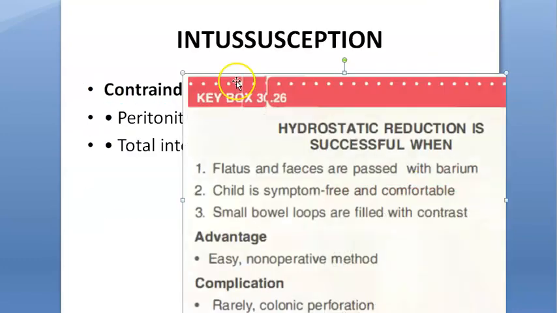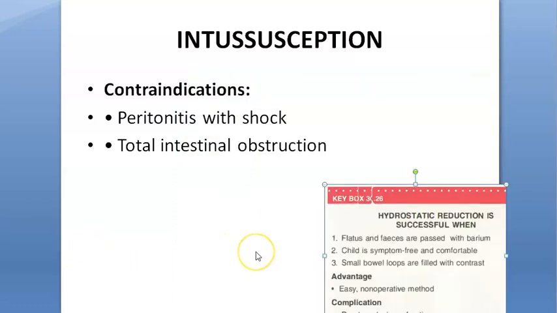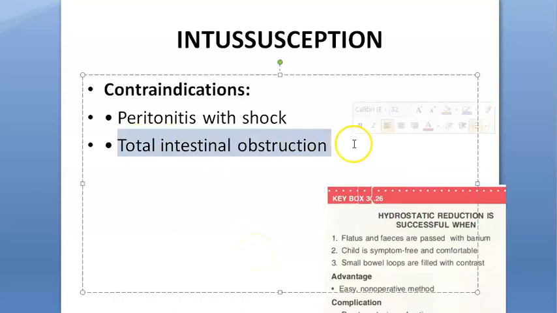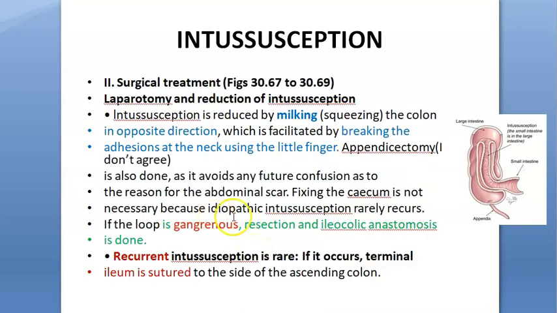And how do you know it is going to be successful? If flatus and feces are passed with the barium, if the child is fine, and if the small bowel loops are filled with contrast, that means it went all the way into the small intestine, then everything is fine. That's what you can understand. It is normally easy compared to the operative method, but it can rarely lead to colonic perforation itself. That is why if the person has total intestinal obstruction, you should not do it.